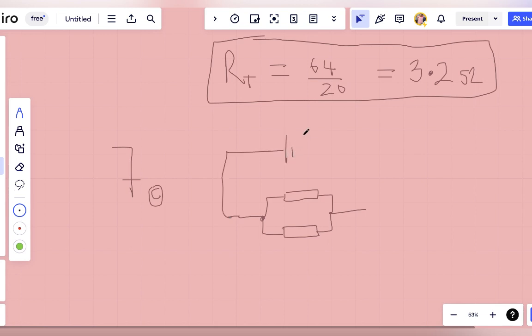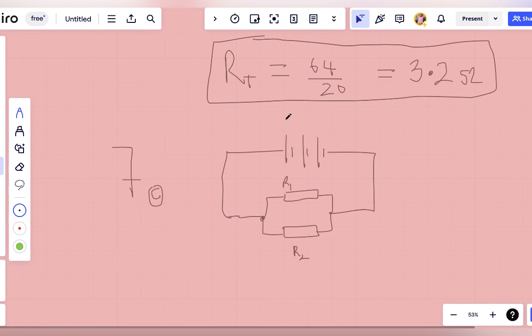1, 2, 3. So this battery is made up of 3 cells, and the battery is like this. If you like, you can add an ammeter, a switch, and whatever you want to add, but this is the basic circuit. This is your resistor R1, and this is your resistor R2. This is your battery.